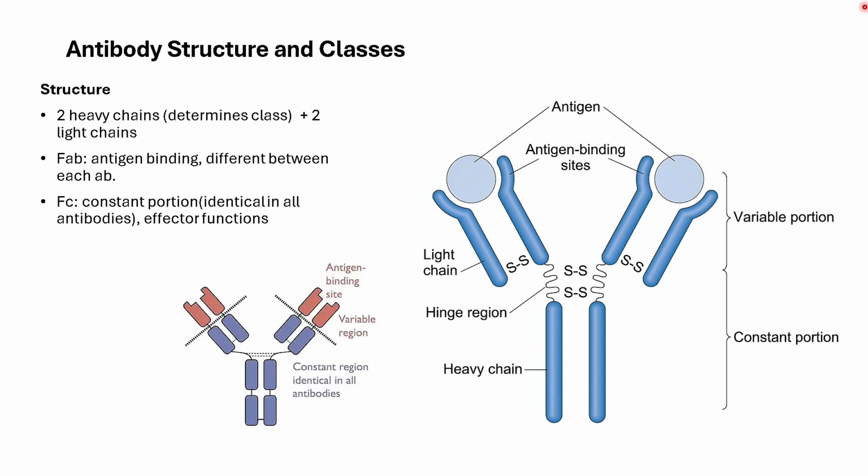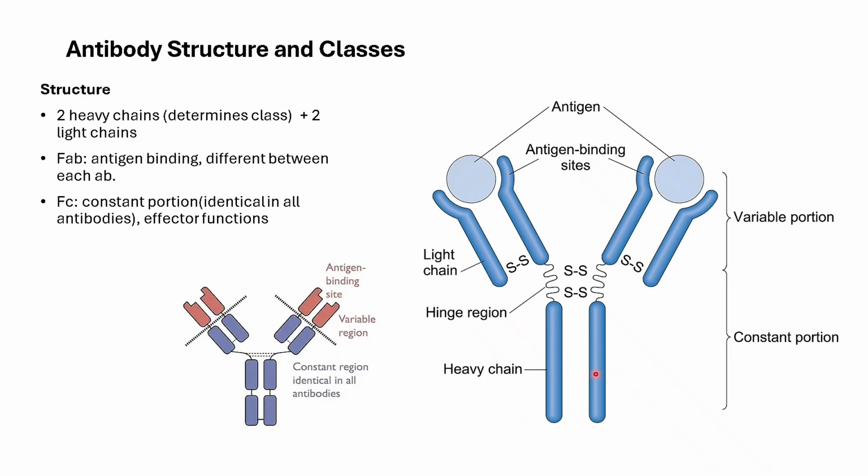The base of the antibody is called the constant portion. It's also called the FC portion, which stands for fragment crystallizable. So this region is the same in different classes of antibodies. So it's the same in all IgG antibodies. It's the same in all IgA antibodies. So this region determines the class of antibodies and therefore determines the effector functions of the antibodies.